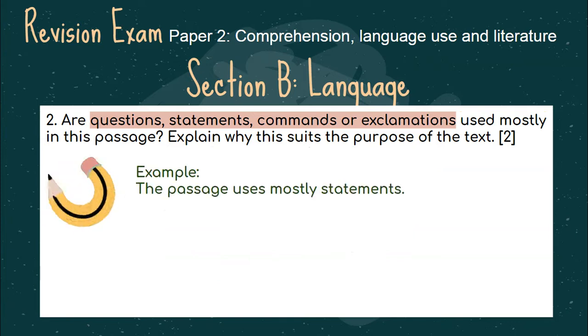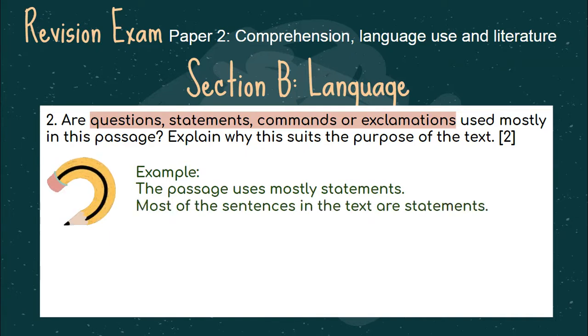So here's an example of what you could say. You could word it by saying the passage or the text uses mostly, which one was it? Statements. Or you could have said something like most of the sentences in the text are statements. You could elaborate further and say there are a few questions, but mostly statements. Good. So you're going to get 1 mark for identifying which type is used mostly.